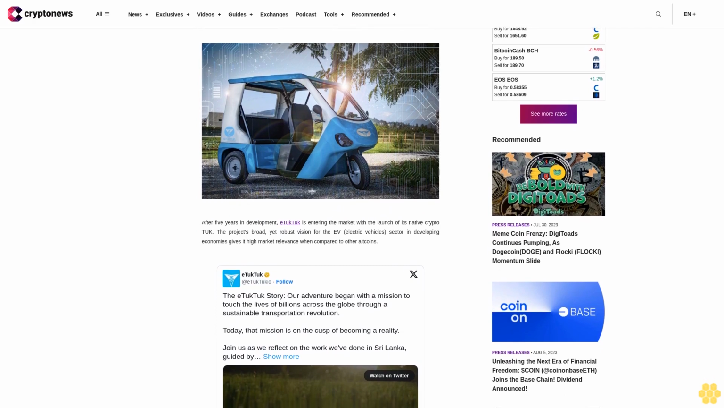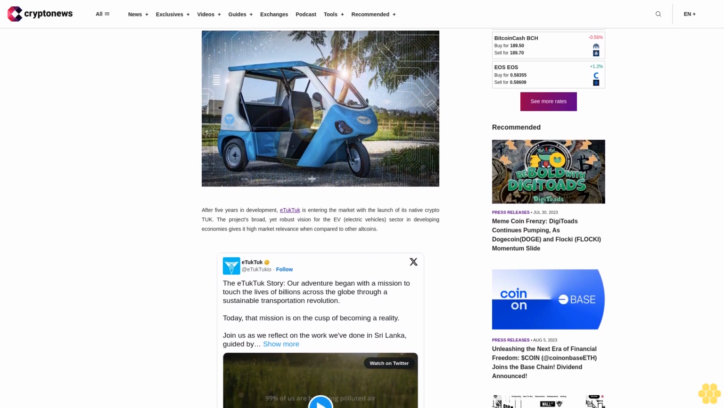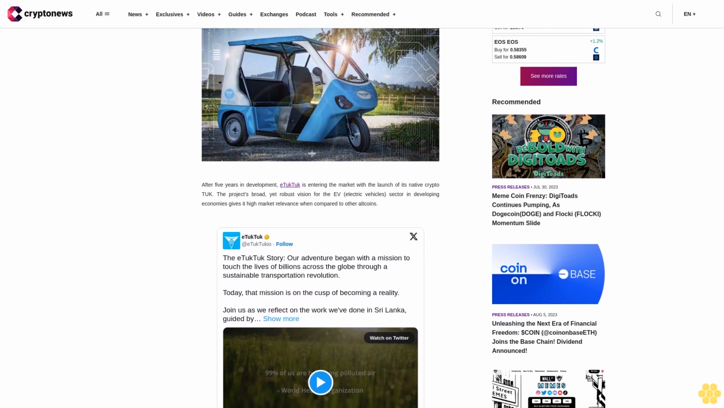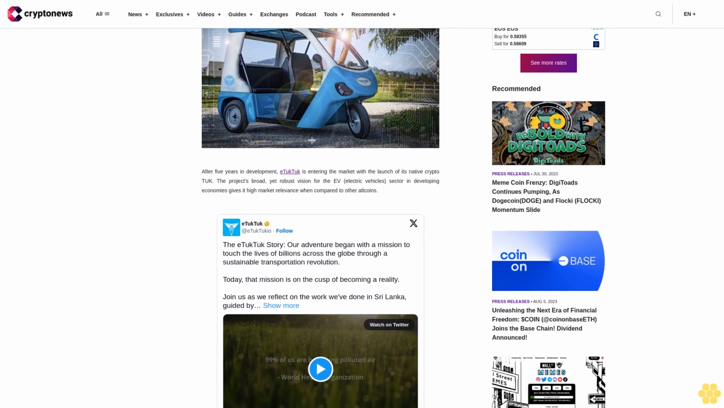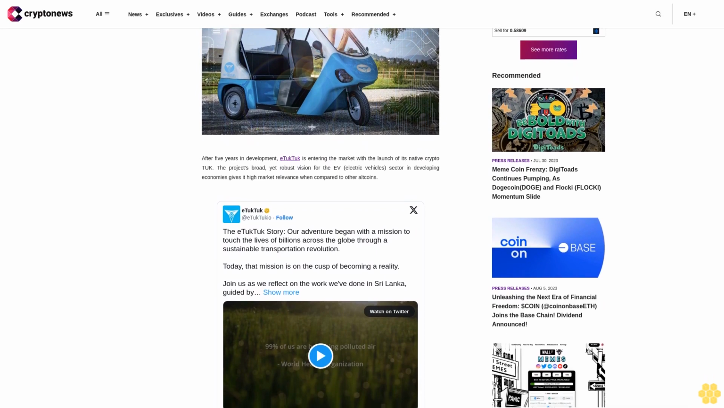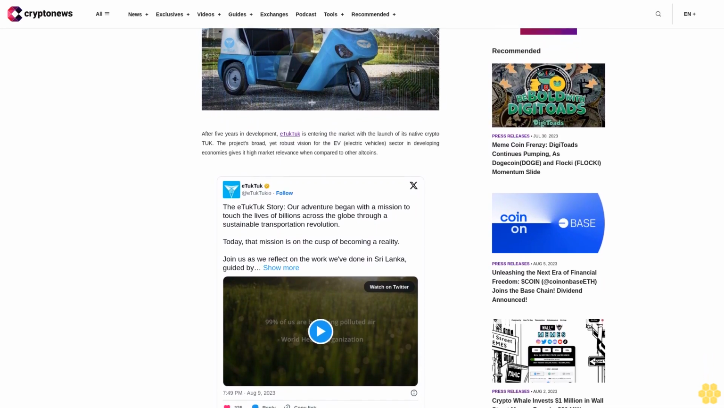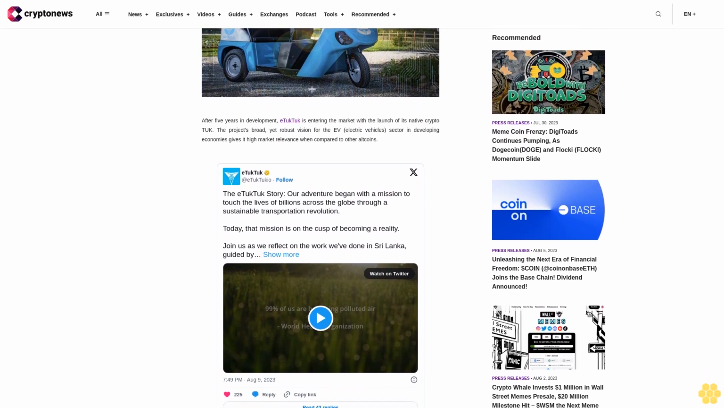After 5 years in development, eTukTuk is entering the market with the launch of its native crypto TUK. The project's broad, yet robust vision for the EV electric vehicle sector and developing economies gives it high market relevance when compared to other altcoins. Here are 5 reasons TUK will explode in Q4 2023.